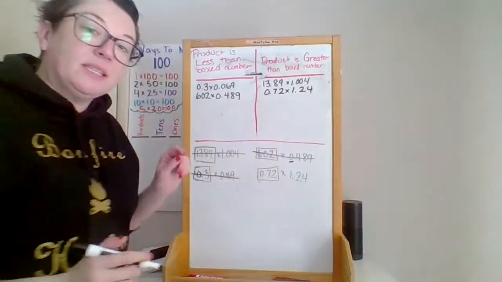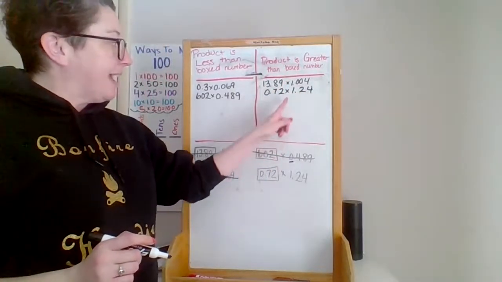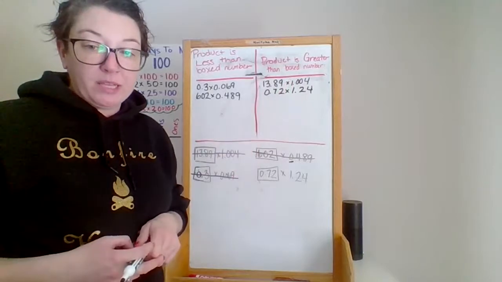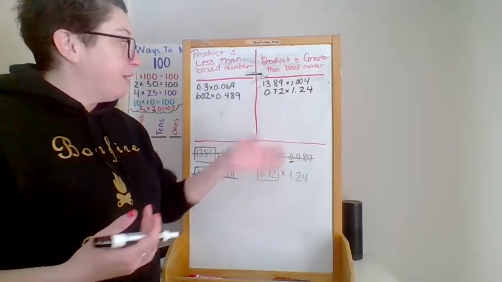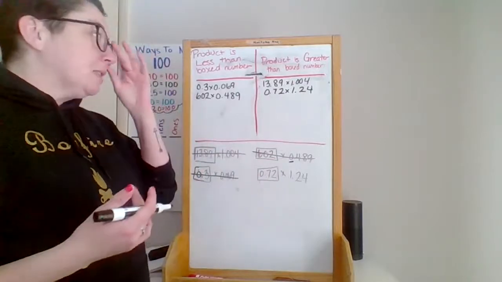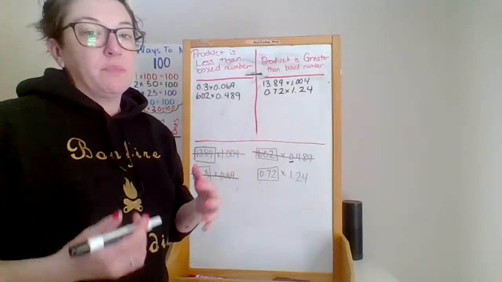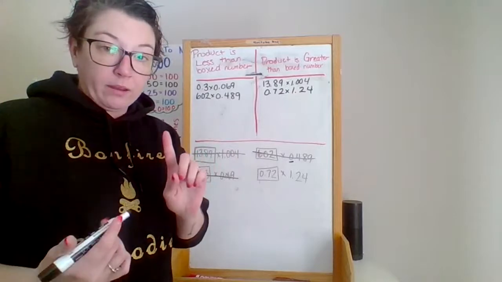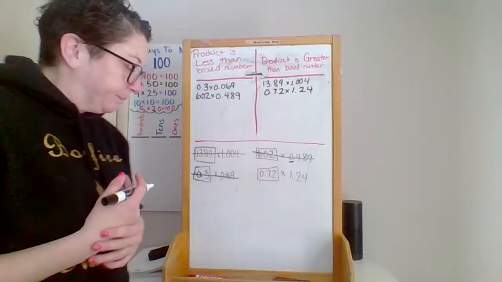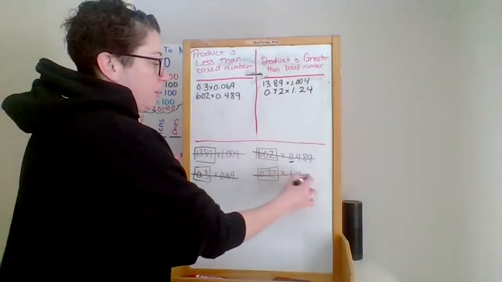So again, you can see a trend in this side. Both of these factors have a 1 in the ones place, or we could have things over here that have a 2 or a 3 or a 100. As long as we're multiplying by something that's more than 1, the product is going to be greater than the original factor. Okay, so great job.